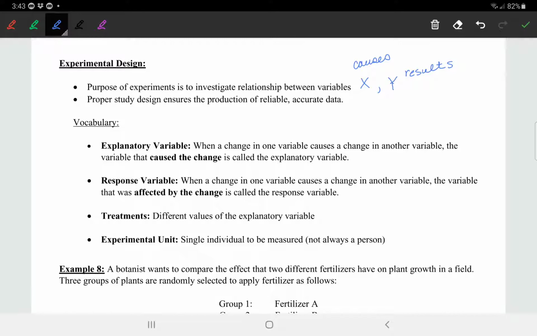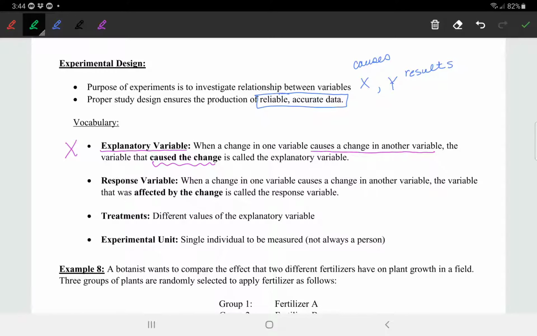But remember, proper study design, we're doing this because we want to make sure that we are getting reliable and accurate data. So there's some vocabulary that goes along with these variables. When we're looking for the explanatory variable, when a change in one variable causes a change in another variable, then the variable that causes the change is called the explanatory variable. So by convention, we will call that X.